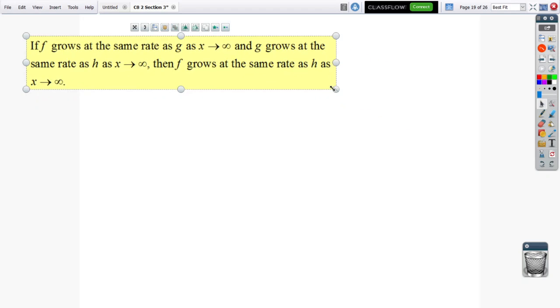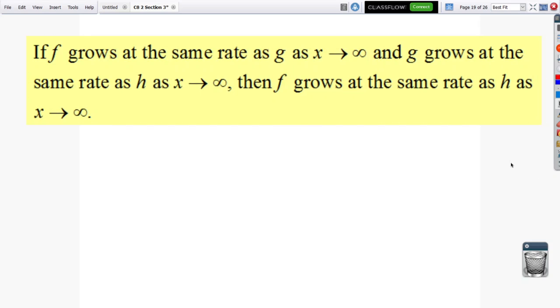This one, I call the transitive property of relative rates of growth. It's just saying if f grows at the same rate as g as x approaches infinity, and g grows at the same rate as h, then we can cut out that middleman and say f grows at the same rate as h as x approaches infinity. This is very similar to the transitive property of equality or congruence. Remember, if a equals b and b equals c, then a equals c. It's the same thing. If f grows at the same rate as g and g grows at the same rate as h, then f grows at the same rate as h.